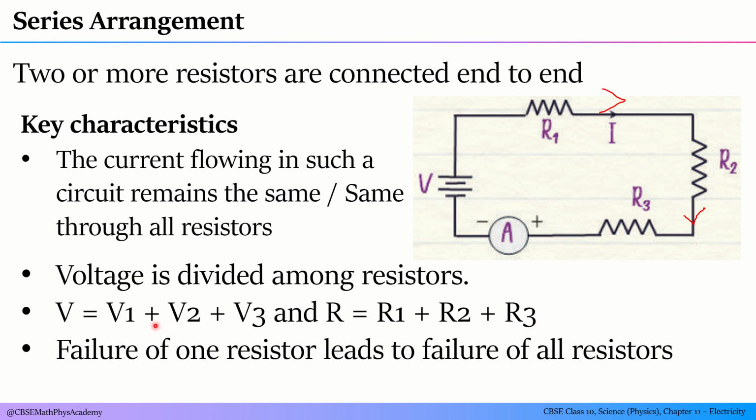One drawback of this arrangement is failure of one resistor leads to failure of all resistors. Means if R1 is not working, then the circuit breaks down. Means R2 and R3 also do not work.